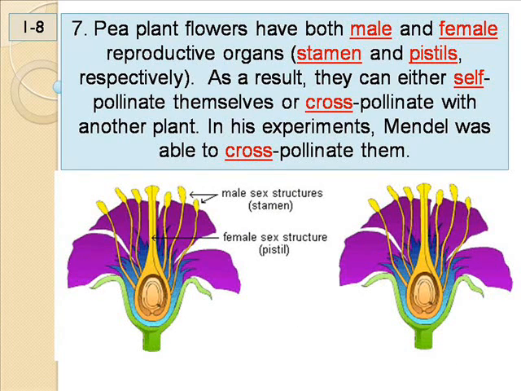What he actually did was what I would never had patience for. He took these male parts and took a little brush. He took pollen from this flower and put it on this flower. That's how he crossed his flowers. And he took pollen from this flower and put it on that flower. And they will even cross-pollinate themselves.